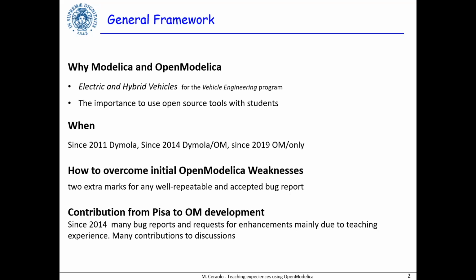And also, I tried to make my students feel part of the process. So if they find some bug, they can report. They can even get additional marks if they are able to make well-repeatable and acceptable bug reports. So this changes their attitude. Instead of being mad at difficulties or being upset, they try to be active and react to them and make bug reports. And they have done this several times. So mainly based on teaching experience, myself and my colleagues have posted many bug reports. The majority of them were solved, and we also contributed to discussion on the internet with the OpenModelica.